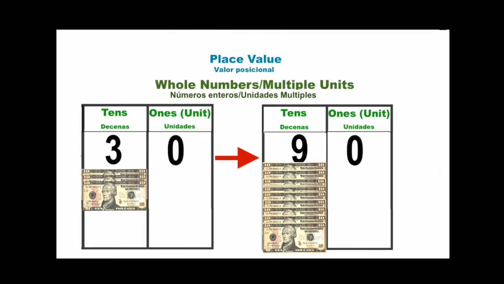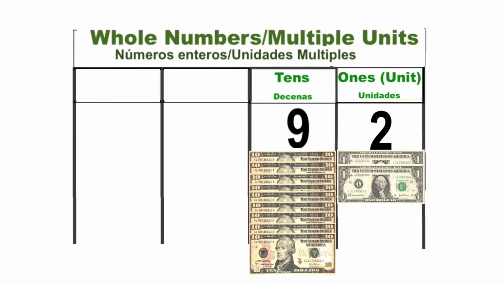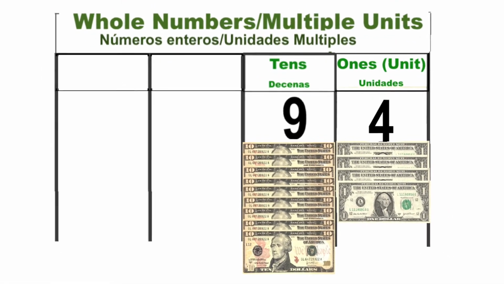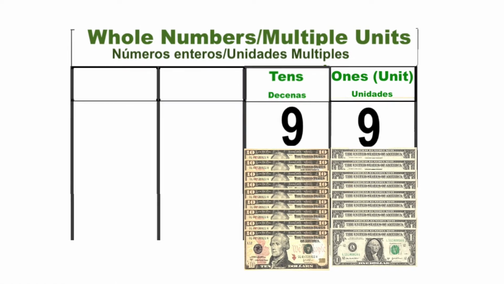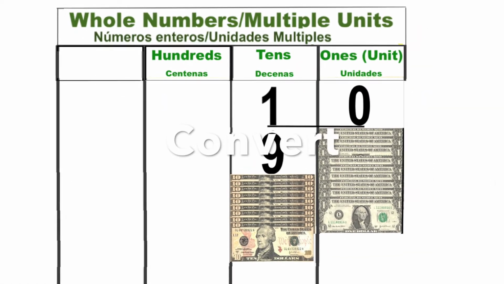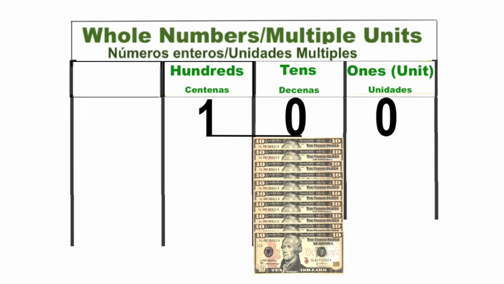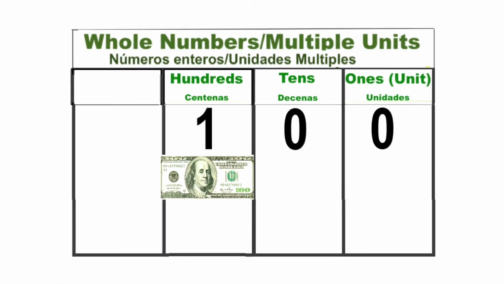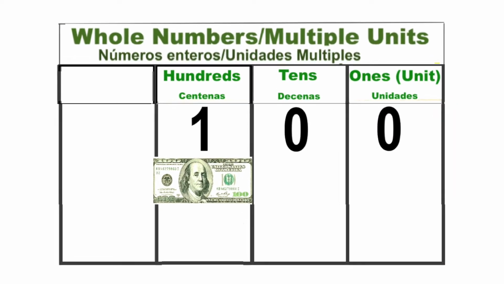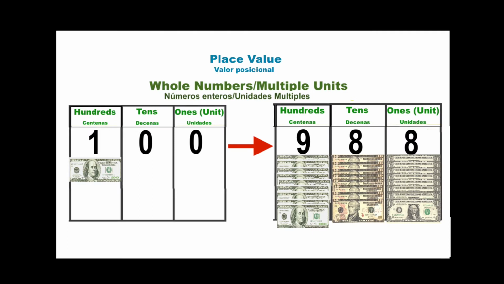Let's skip from 30 to 90. Start counting. 90, 91, 92, 93, 94, 95, 96, 97, 98, 99, 100. Convert 10 ones to a 10 for a total of 10 tens, 0 ones. Convert 10 tens to a 100 for a total of 1 hundred, 0 tens, 0 ones.